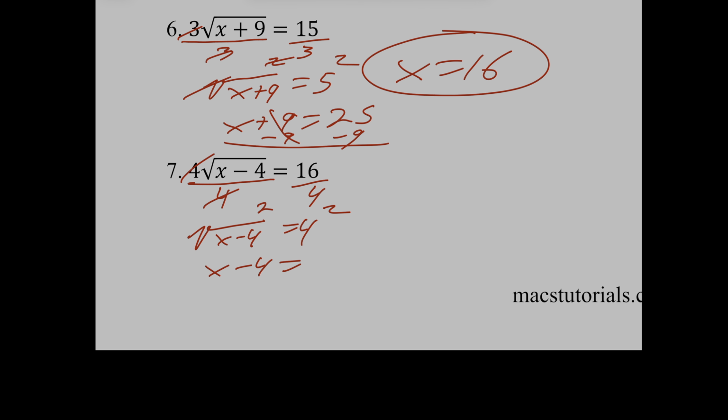X minus 4 equals 16. Now I'm going to add 4 to both sides. Boom, done. X equals 20. And that's really it, guys.